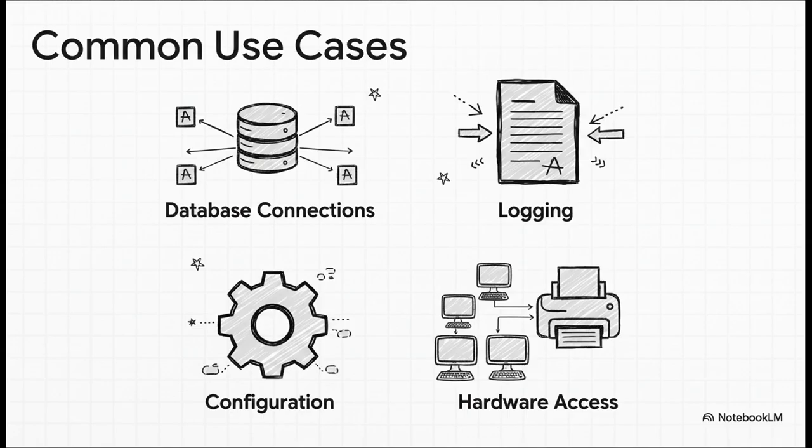Think about a database connection pool. You definitely don't want every single part of your app opening up its own separate connection. That's a great way to crash your database. The same logic applies to things like logging services. You want everything writing to the same log file, or a single object that manages all your app's configuration settings, or even controlling access to a single piece of hardware, like a printer.